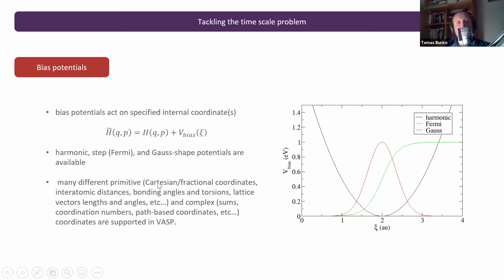Now, you can choose the coordinate associated with bias potential. It could be either primitive coordinates, some simple function like Cartesian or fractional coordinates, interatomic distances, bonding angles and torsions, or even lattice vectors and lattice angles, lattice volumes and things like that. Or you can choose some kind of combination of primitive coordinates, so a function of primitive coordinates, that's the complex type. It could be a sum, for instance, or coordination numbers or path-based coordinates, etc. So all that is supported now in VASP.